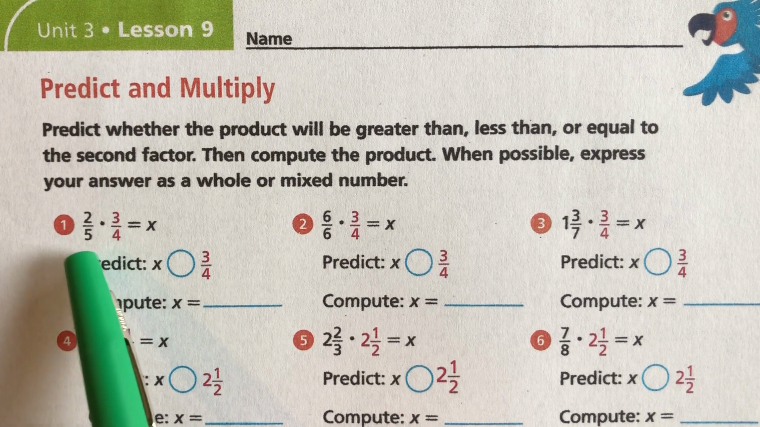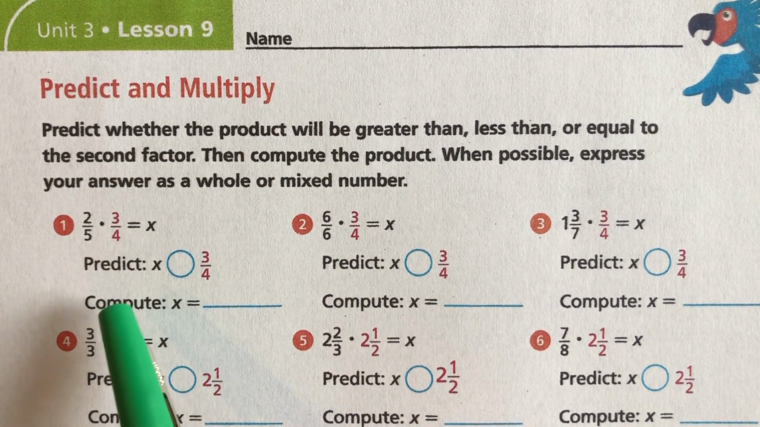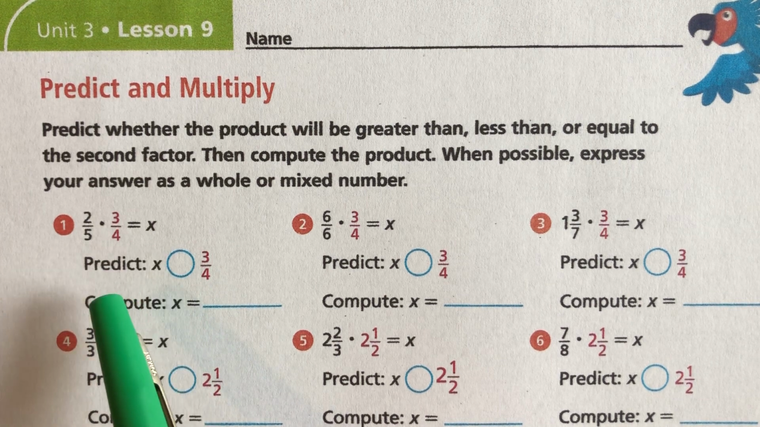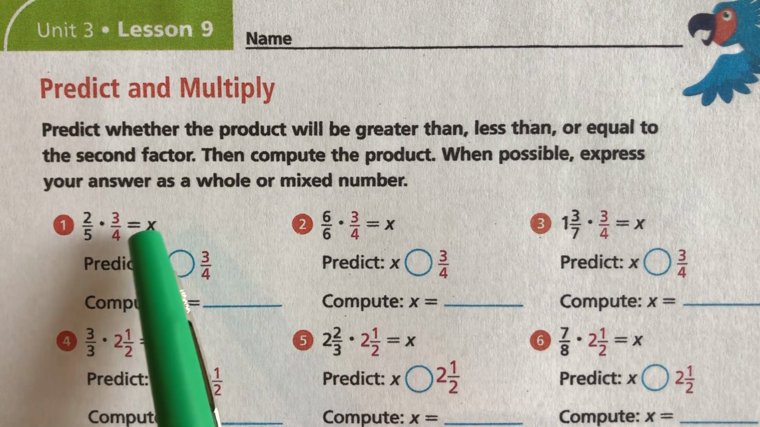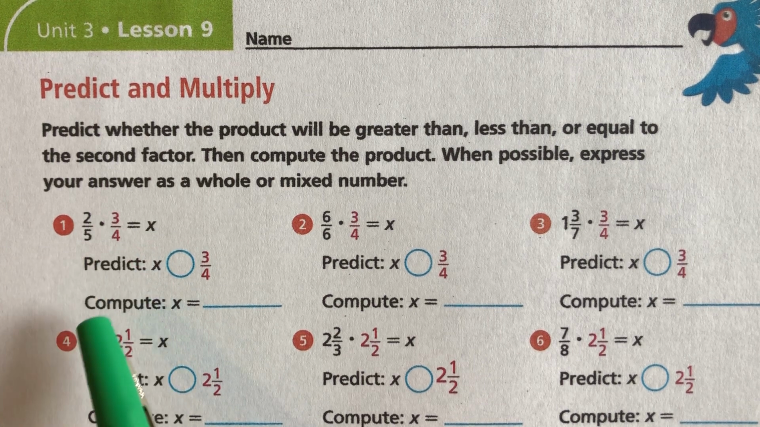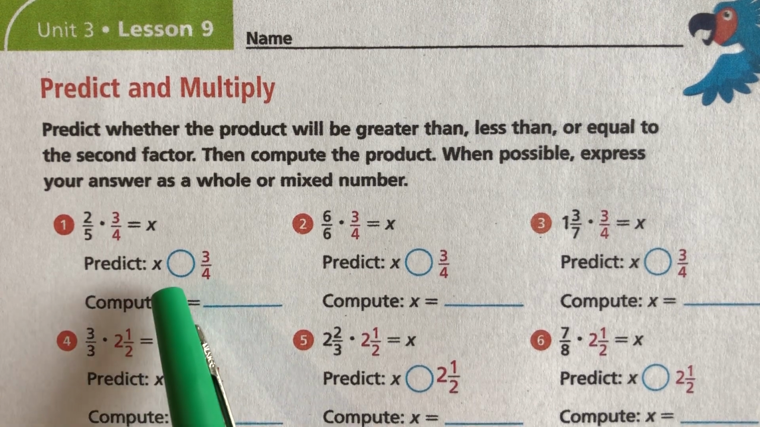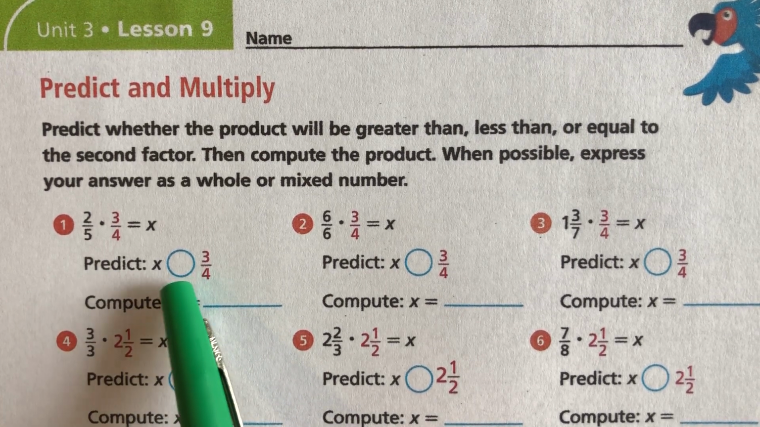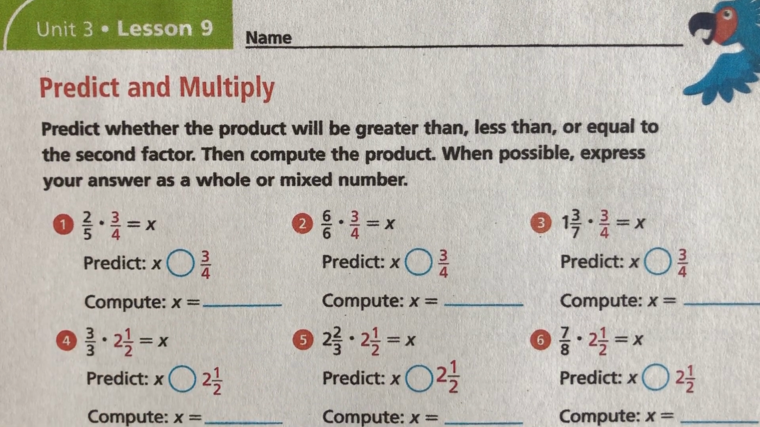For number one, I have 2/5 times 3/4 equals x, and x just means it's unknown right now. And what I want you to do is predict whether x is going to be, whether the answer is going to be greater than 3/4, less than 3/4, or equal to 3/4. So why don't you just go ahead, and this time it's okay if your answer doesn't match mine. Go ahead and either put a greater than, less than, or equal to symbol right there. So you take your guess, okay?